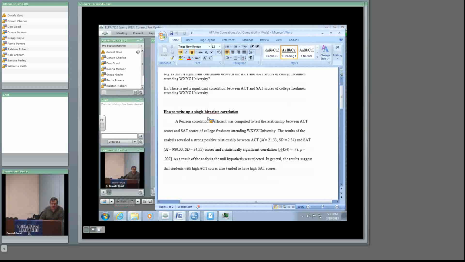Okay, so here's how it sounds. A Pearson correlation coefficient was computed to test the relationship between the ACT scores and SAT scores of college freshmen attending WXYZ University. That's just a statement of what you're doing, the correlation between the variables and a little more information about it. The results of the analysis reveal a strong positive relationship.